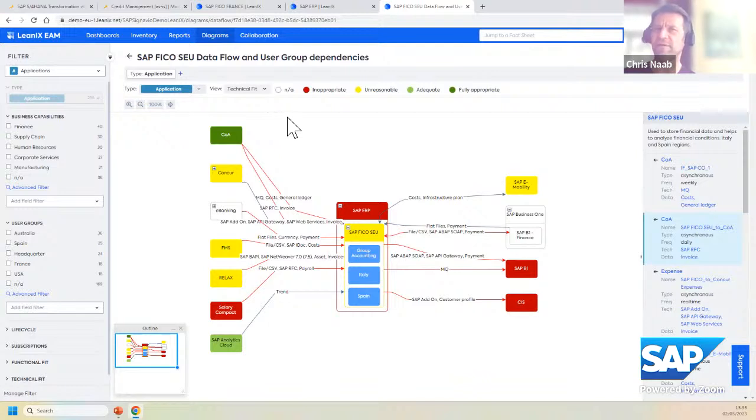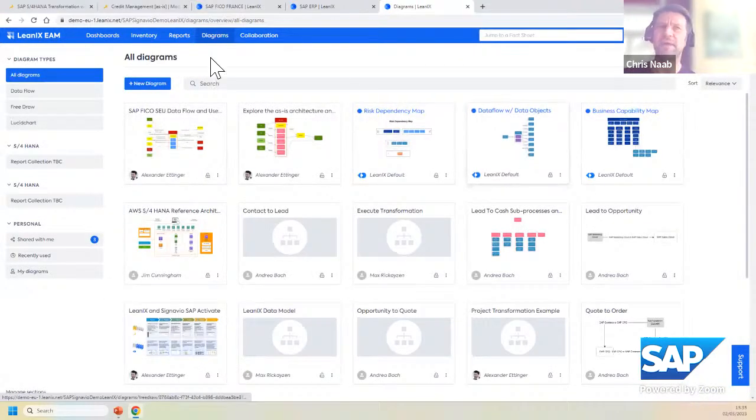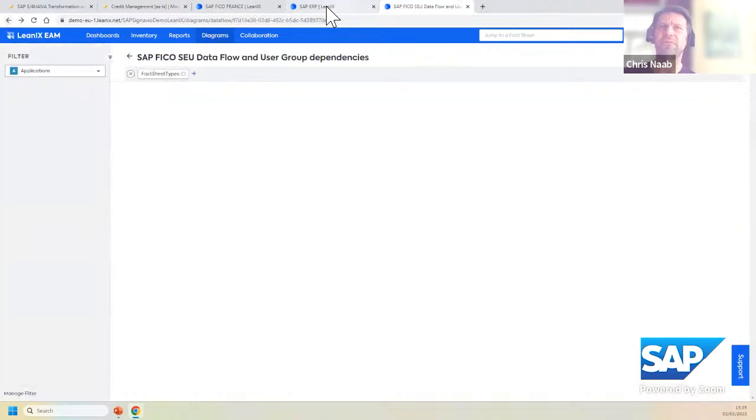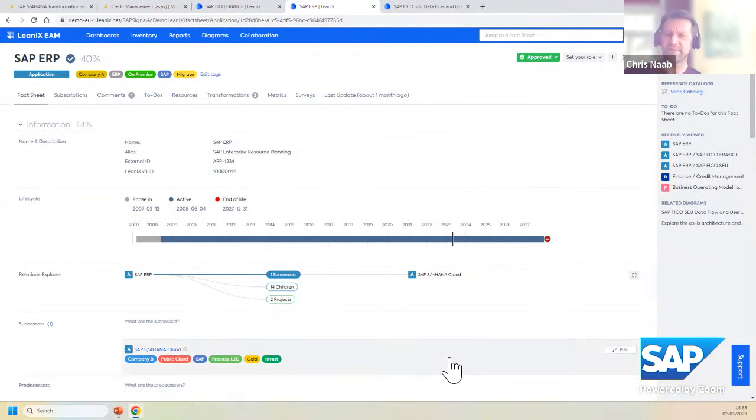To make decisions on when I improve a process, to make decisions on when I plan to retire a certain application. I can see what the processes are that are supported, and from the processes I can go back into roles, right? So it's really a 360 view that is enabled by connecting Signavio and LeanIX to manage transformations better. Now let's have a look at what is really the benefit.